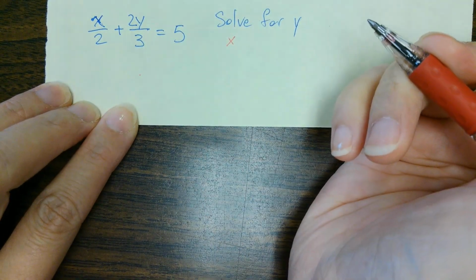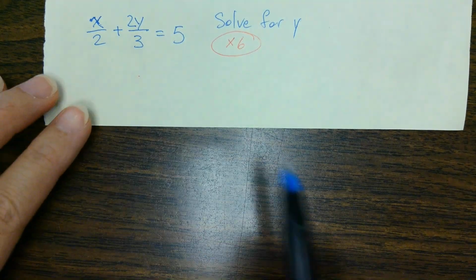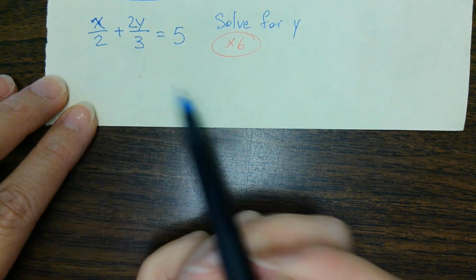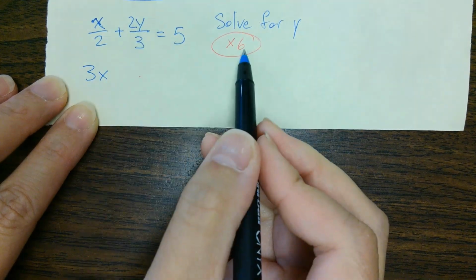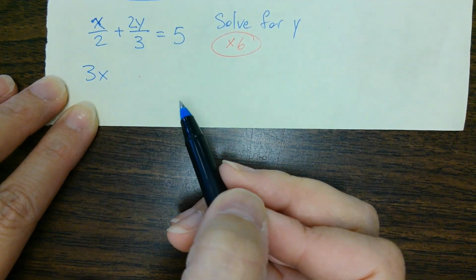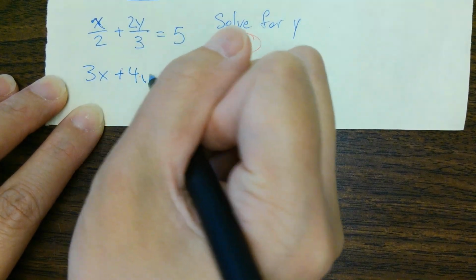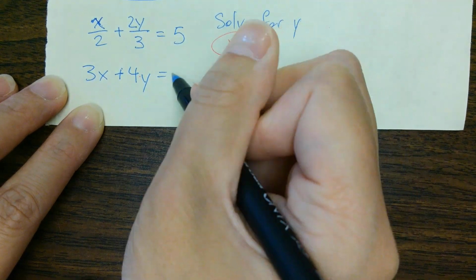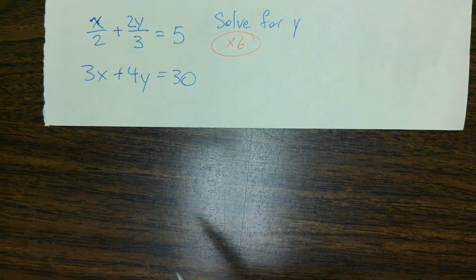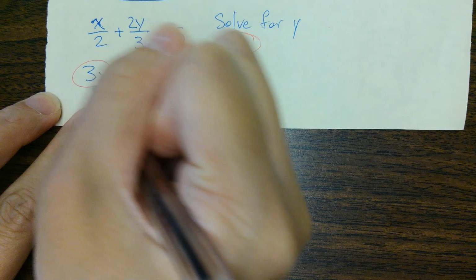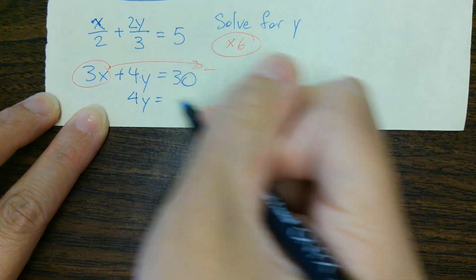Yeah, so in this case, I'm going to multiply everything by 6. Good job. So 6 times x divided by 2, so 3x. Good. 6 times 2 divided by 3 is 4, plus 4y. And then 6 times 5 is 30. Okay. I have an x. If you want to know what 4y is, you move the 3x to 30. Good job. So it's 4y equals 30 minus 3x.